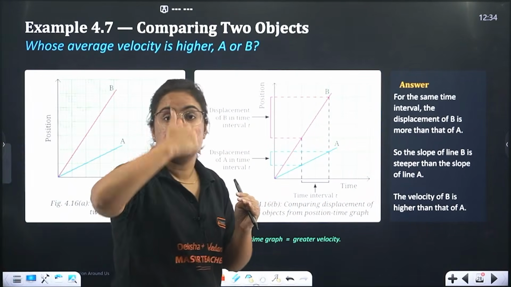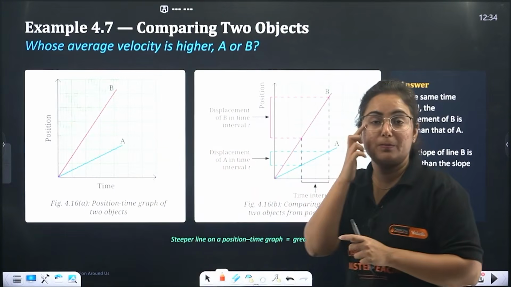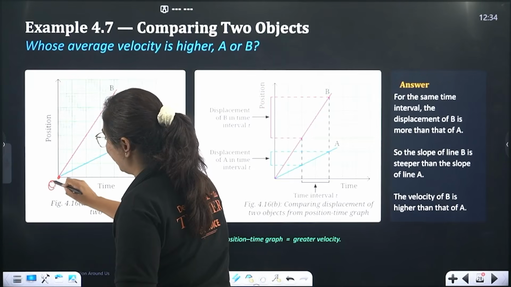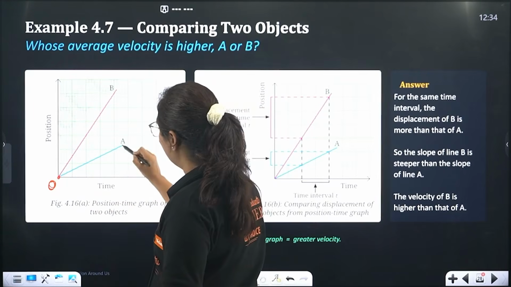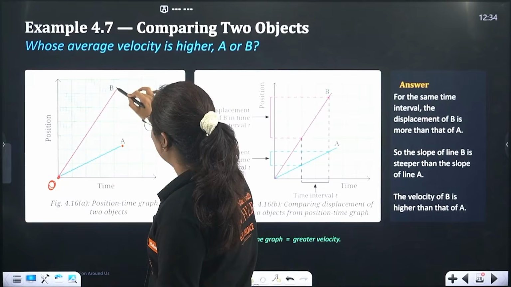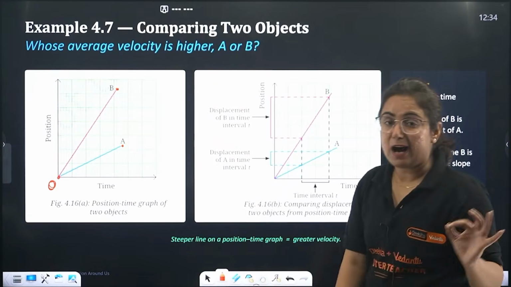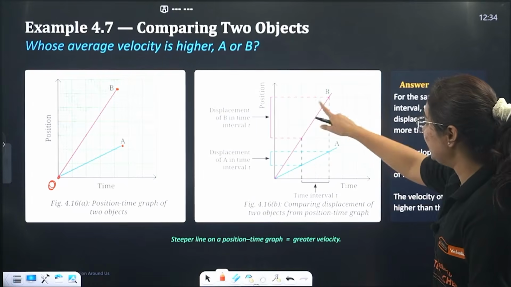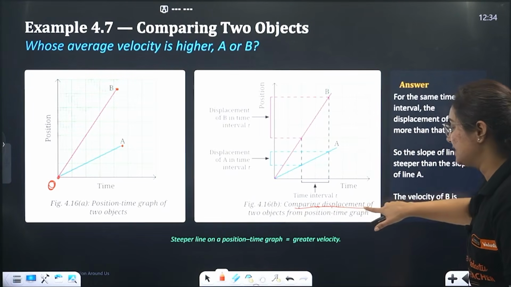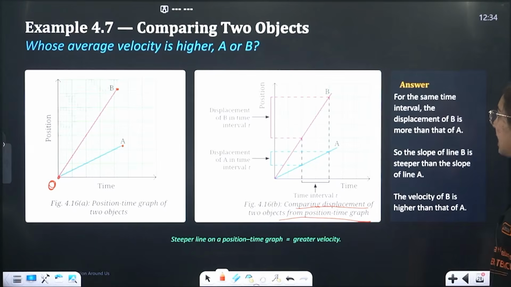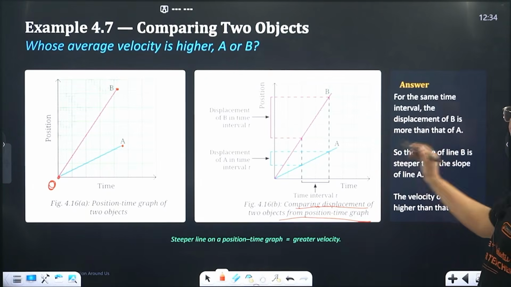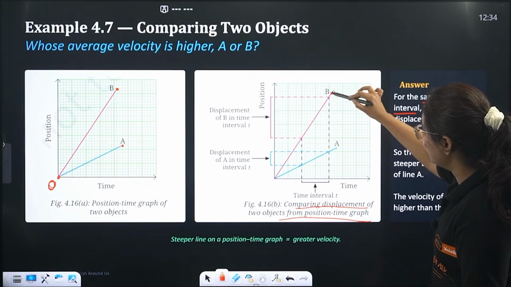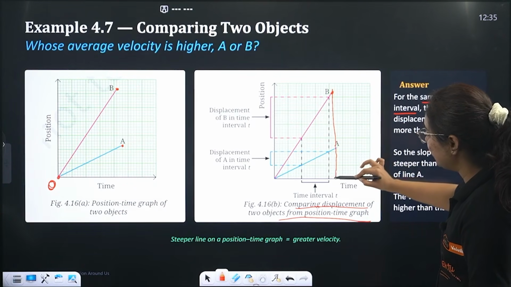Now coming towards two objects. Comparing how many objects? Two objects. So there is an object A which started from point O, the origin point, and moved towards this point. Object B moved towards this point. The graph of both is considered different, obviously. Now join all the parallel lines, because we have to compare the displacement of two objects from the position time graph. Beta, you can clearly see the same time interval. For the same time interval, this is also at the same time and this is also at the same time.